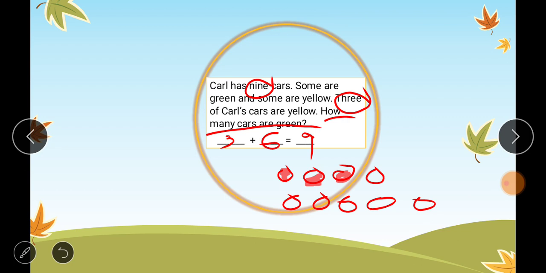So 3 in my mouth, 4, 5, 6, 7, 8, 9. How many numbers did you count up to 9? 6 numbers. How many fingers do you have out there? 6 fingers. Very good. So the number of the green cars is 6. 6 green cars.